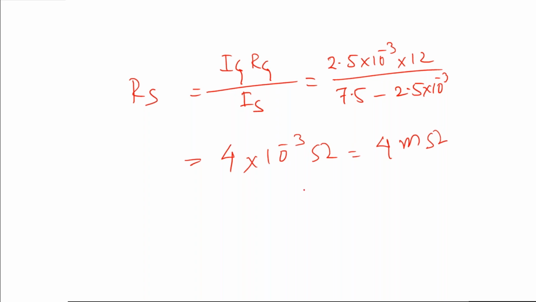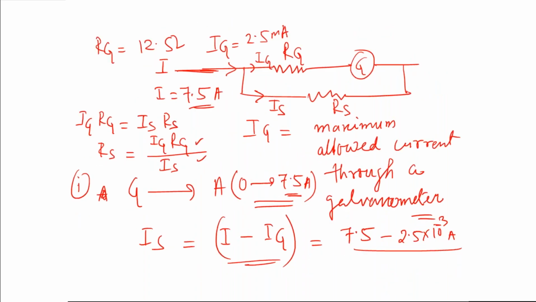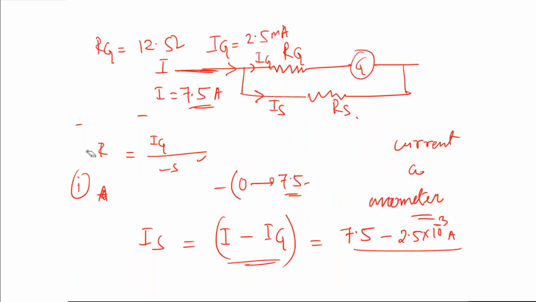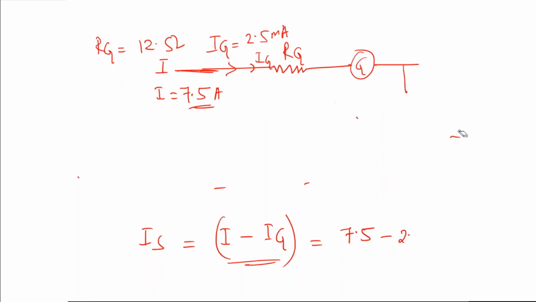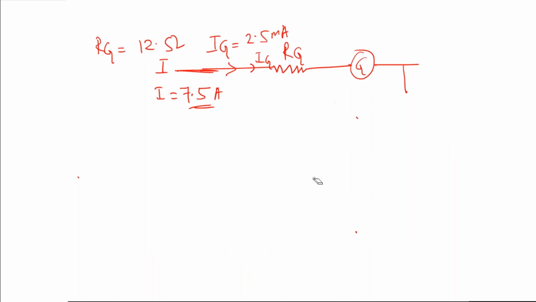So this is one part of the question. And the other part of the question has the same information. With the same information, we have to convert this galvanometer into a voltmeter which has a range of 0 to 10 volt. So how to do that?